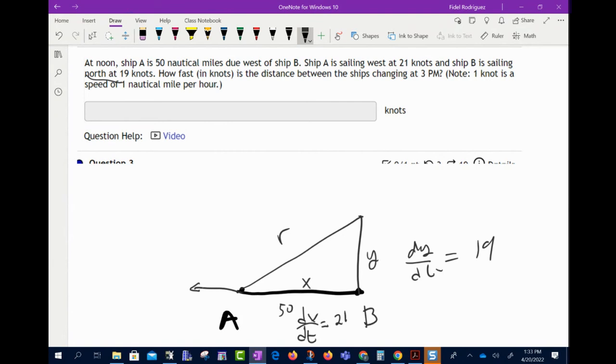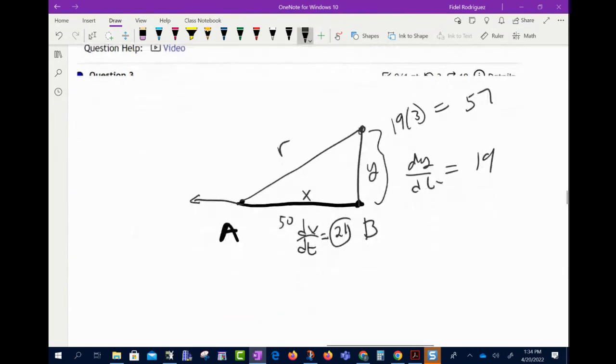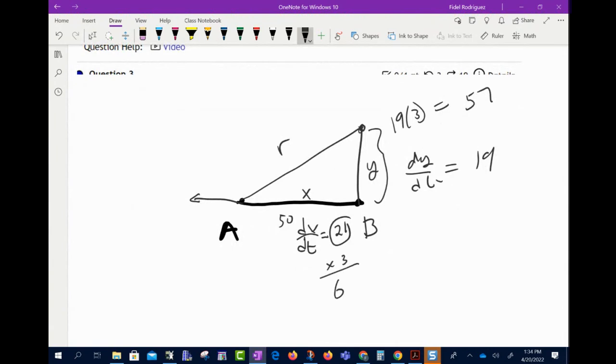Okay. So you want to know how fast in knots the distance between the ships is changing at 3 p.m. So yeah, that's going to be 3 hours. So look, y'all, let me ask you a question. At 3 hours, I want to know what this distance is going to be. Wouldn't we just take 19 times 3? Because it's going at a rate of 19 miles an hour or 19 knots. Okay, so 19 times 3, isn't that like 57? This guy, we're going to take the same thing. We're going to take it times 3, right? So if we take it times 3, isn't that going to be 63? But how far were we already?